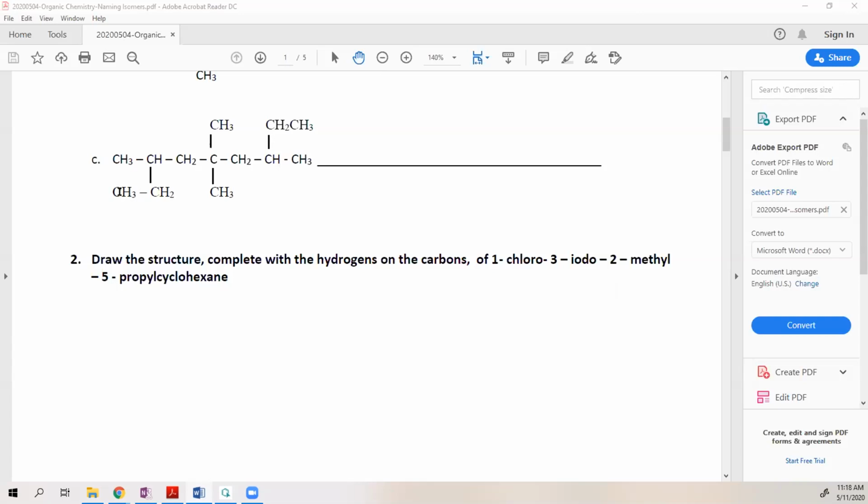So if we start from this one as being carbon number 1, this becomes carbon 2, and this becomes carbon 3 with just a methyl sticking off of it. 4, 5, 6, 7, and then we go up again, 8, 9. Right, so 9 is going to be our longest one, so very good.